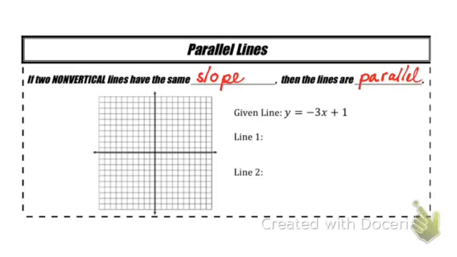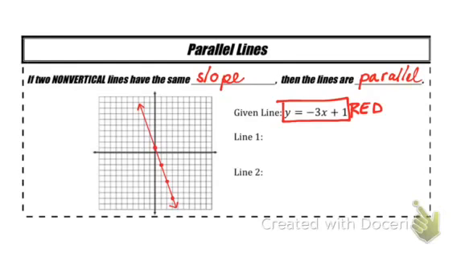So we have a given line, y equals negative 3x plus 1. We're going to graph this line in red. On our coordinate plane, we put our y-intercept at 1. Since our slope is negative 3, we go down 3 over 1, down 3 over 1, down 3 over 1. There is our line of y equals negative 3x plus 1.